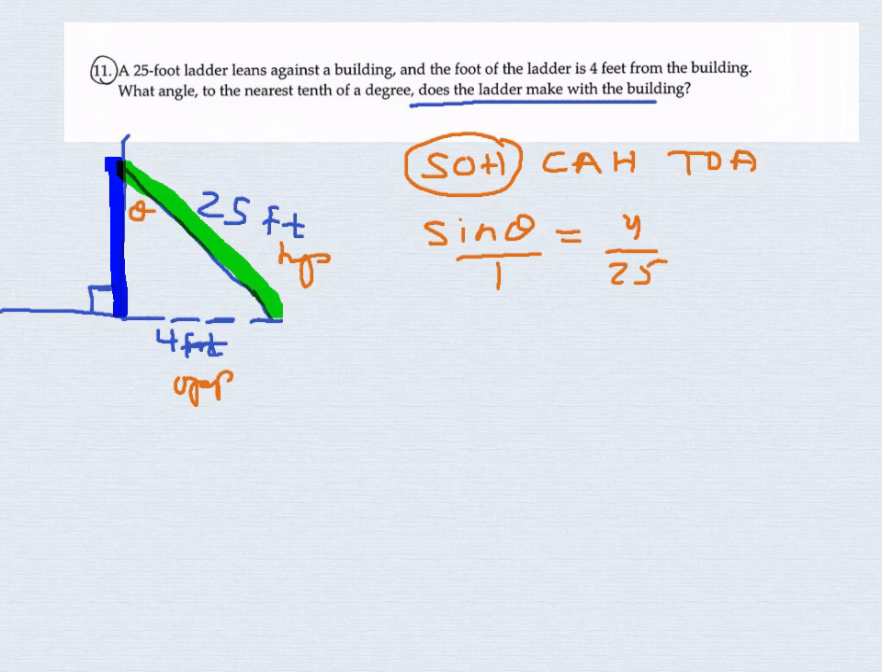So to solve for the angle, remember it's always a second function. You do 4 divided by 25 and then get your second function of that. Second function of that value works out to be 9.2068 degrees. So the angle is going to be approximately 9.2 degrees.